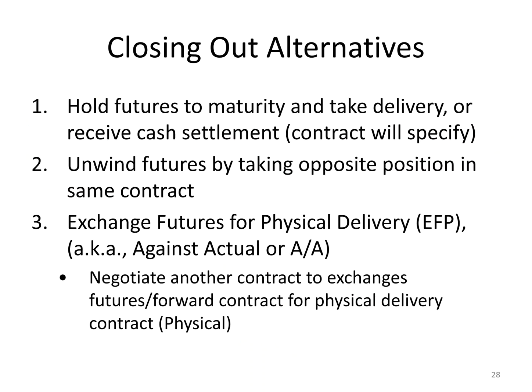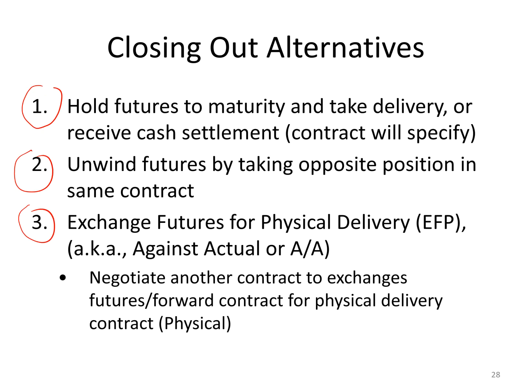Now, just the last thing we'll talk about, some closing out alternatives for futures contracts. You can hold contracts to maturity and take delivery, or receive the cash settlement. Or you can unwind futures by taking the opposite position in the same contract, and we talked a lot about that. A third option is you can exchange a futures for physical delivery.